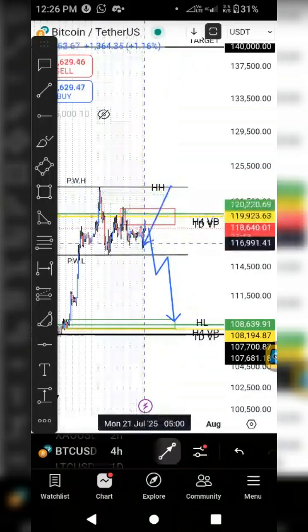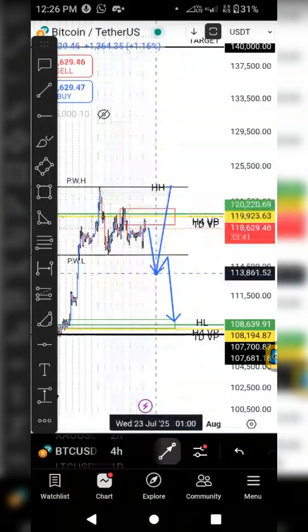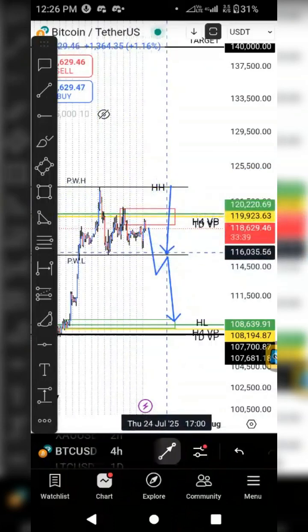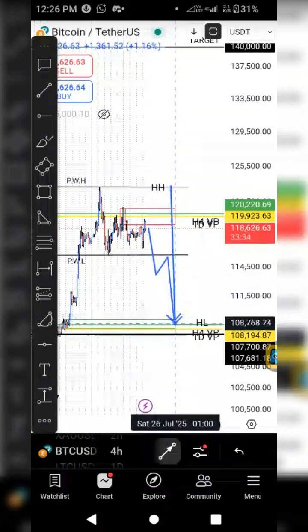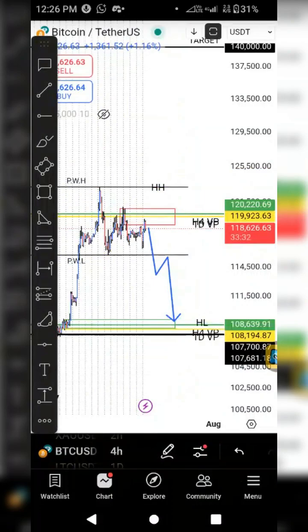So the market came back into it, and from here now we can expect sales to come in for BTC USDT. If it breaks the previous week low, it's going to retest it to continue getting towards this low. Okay, so this is my forecast for BTC USDT.